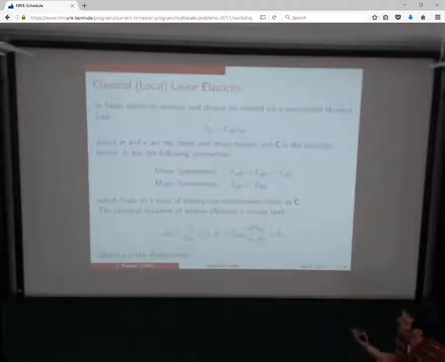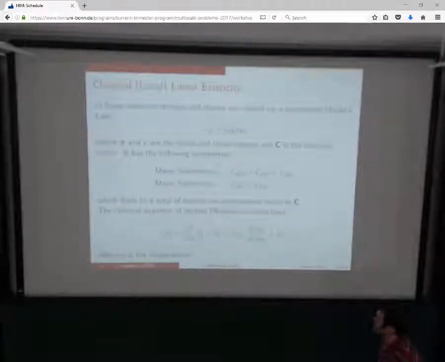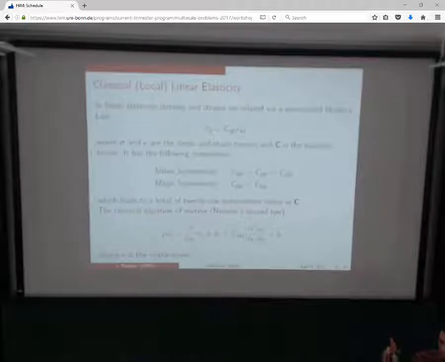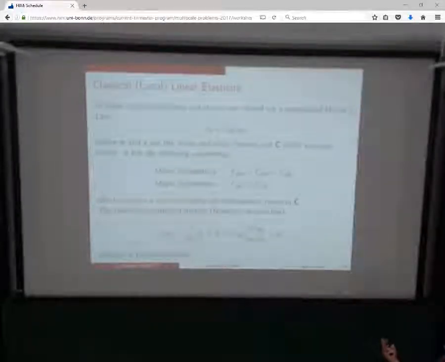All right, so first, classical linear elasticity. In the classical setting, you have your stress and strain tensors related via this generalized Hooke's law. This equation here, and so you have this fourth order tensor C called the elasticity tensor. And it has the following symmetries as minor symmetries, so it's invariant changing the first two indices or the last two indices. And those are just inherited from the stress and strain tensors. You also have the major symmetries, which is where it's invariant interchanging the first two sets of indices with the last two sets of indices.